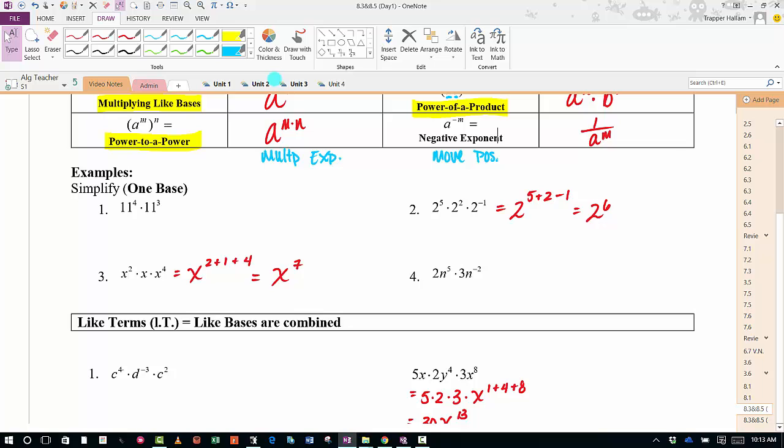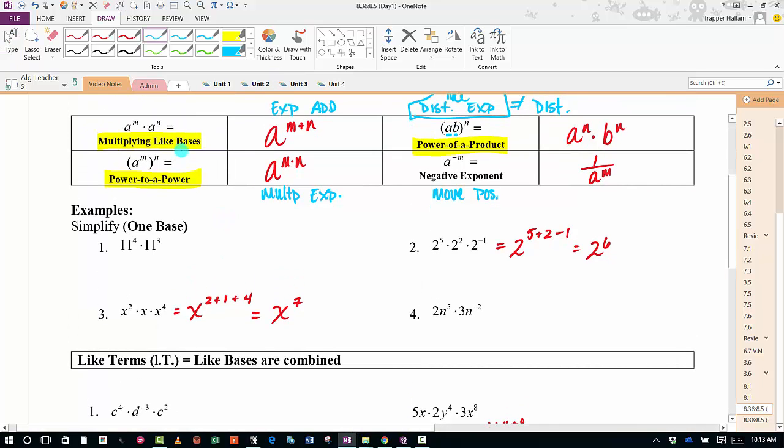So here we go. We're going to go ahead and talk about multiplying like bases. 11 is the like base in this scenario. The exponents are 4 and 3, and we've learned that we take the same base and we add the exponents. So it'll be 11 as the base raised to the power of 4 plus 3, or to the 7th power. Pretty simple, pretty basic here. You can see some other examples here, same thing. Go ahead and take a look at those.